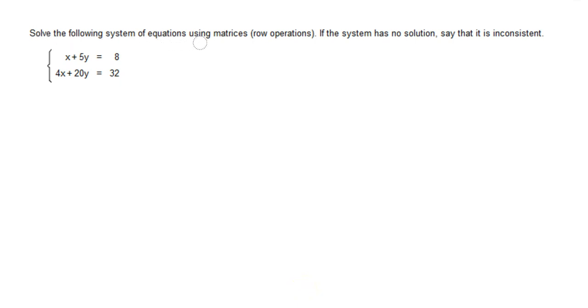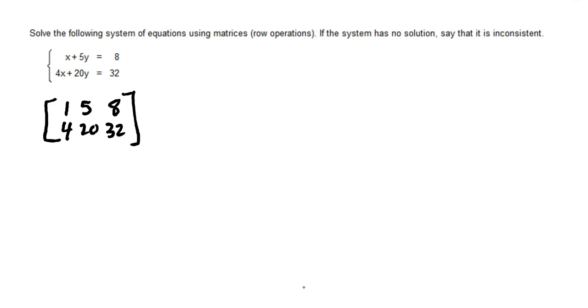Solve the following system of equations using matrices, row operations. If the system has no solution, say that it's inconsistent. The first thing I want to do is write the augmented matrix for this system of equations. This system of equations has 2 equations, so we'll have 2 rows, and we have 2 variables and a constant, so we're going to have 3 columns. So our augmented matrix is 1, 5, 8, 4, 20, 32.